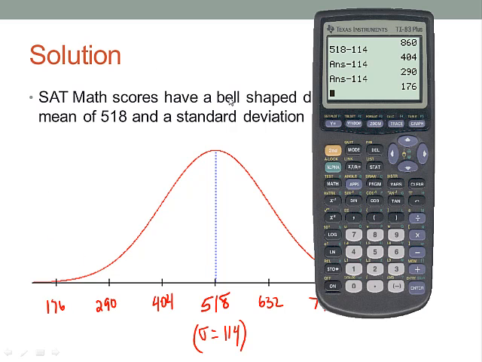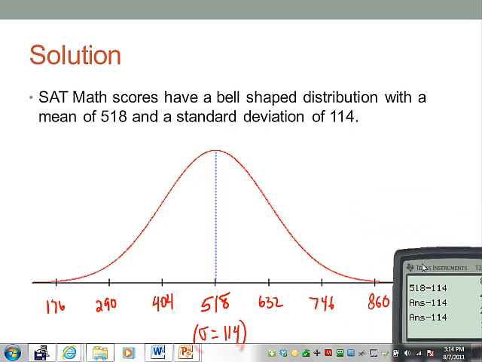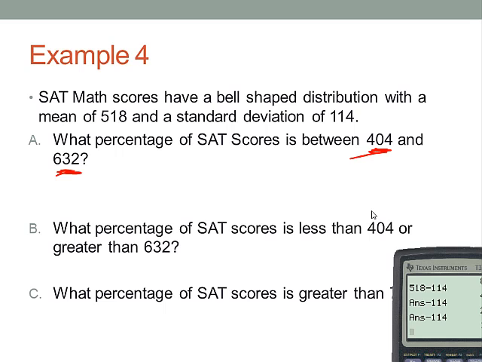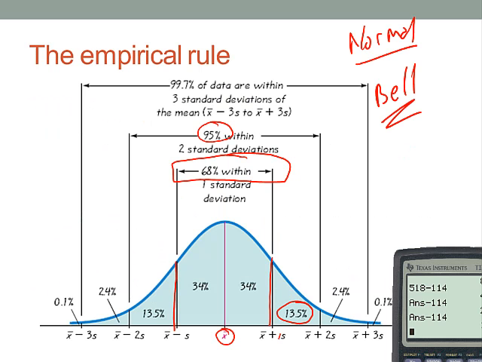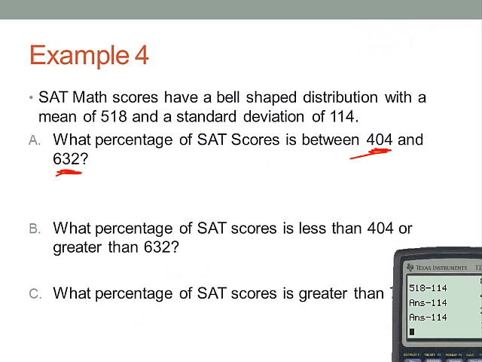Okay, so let's move this out of the way. And so here is our curve. Now what was our question? I forget. So between 404 and 632. What would the answer to that be? If we look back at that empirical curve here, 68% fall within this region right here, no matter what these values are. So what percentage? We would say 68%. And that's how we use that.